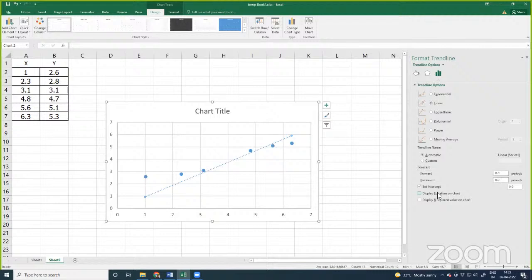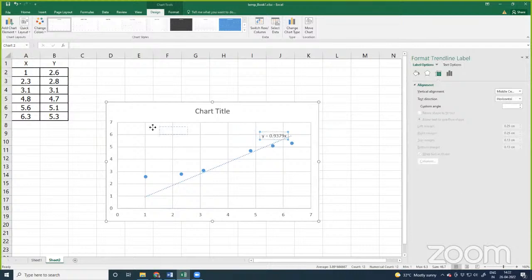Display the equation on the chart. Certainly it will display the equation. This is y is equal to 0.7x. This I will increase. Show you.